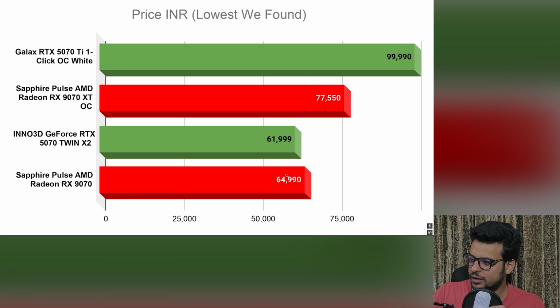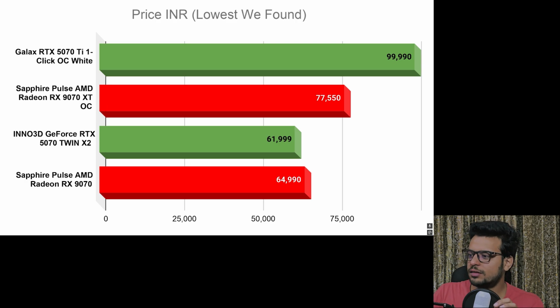About the other two cards here, the 5070 is really poor value at 62,000 rupees, and the 9070 at 64,990. Again, like I said, it was too close to the 9070 XT. So I am expecting in the near future decent discounts on the 9070, and that might make it a better value, but at this price it is not. If you're looking for something under 60,000 rupees, I'd say you go for the 4070 Super. If you're looking for something over that, the 9070 XT is exceptional value.